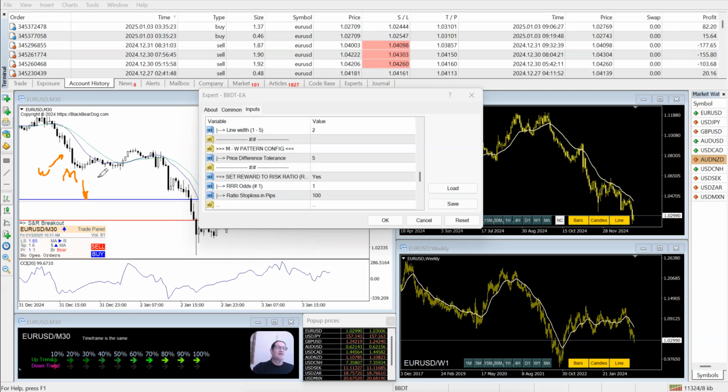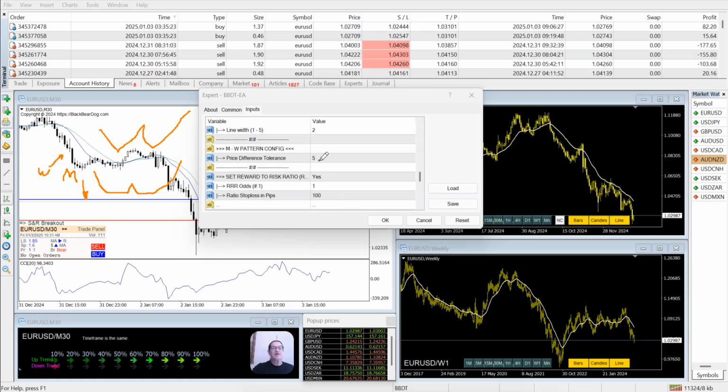For example, 5 is roughly about what I drew here. Let's say that I were to set this to 10, and the bot will now look for a pattern that will look something like this. Or maybe even something like this. So the actual pattern of the candlesticks become larger. So again, this is up to you.